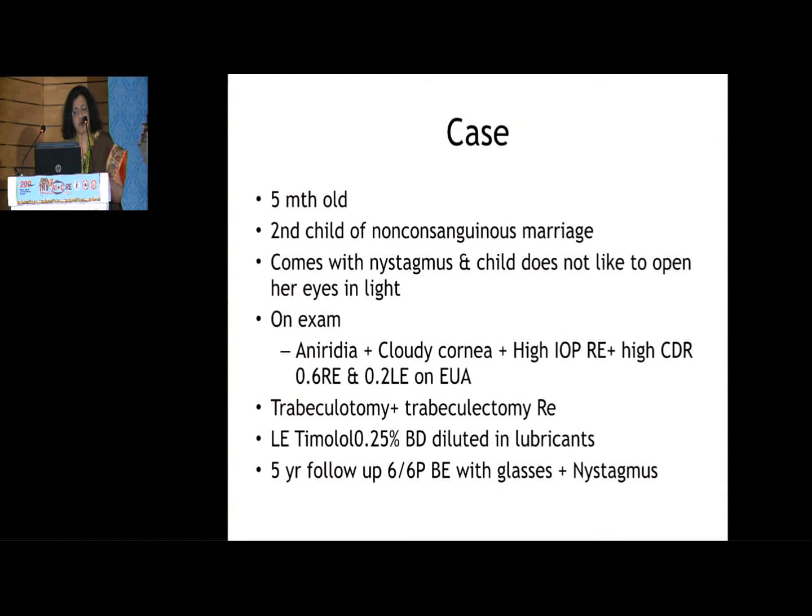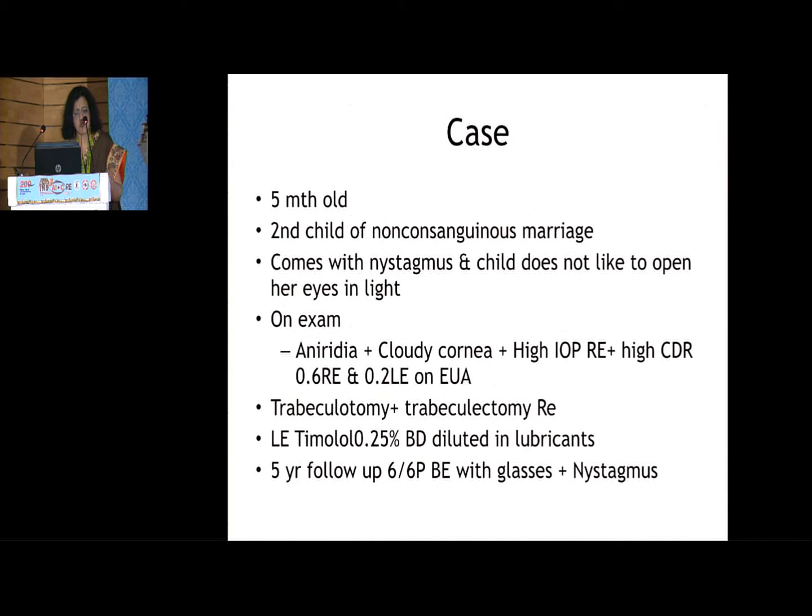This case is of a 5-month-old child of a non-consanguineous marriage who came with nystagmus and the parents complaining that the child doesn't open her eyes. On examination, the child was found to have bilateral aniridia. The cornea was cloudy in one of the eyes, IOP was high, there was a high CDR, and the patient had a high cup disc ratio in the right eye rather than in left eye. A trabeculotomy plus trabeculectomy was done in the right eye, and the patient has been followed up with timolol 0.25% twice a day for the last 5 years.